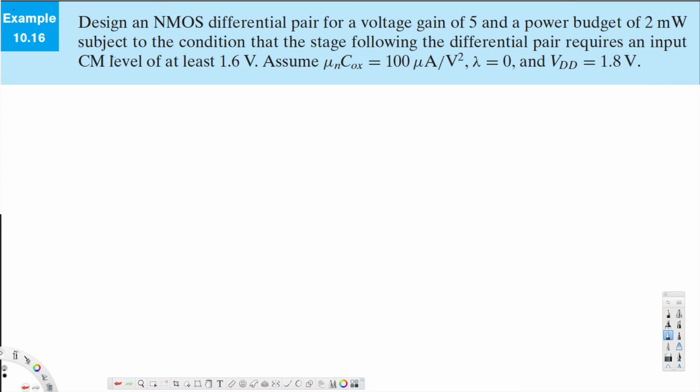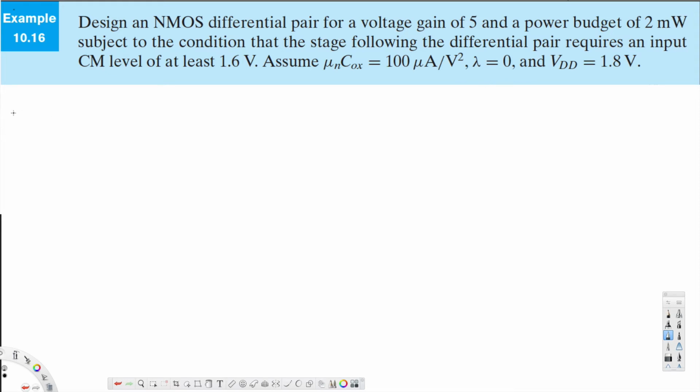The question is asking: design an NMOS differential pair for a voltage gain of 5 and a power budget of 2 milliwatts, subject to the condition that the stage following the differential pair requires an input CM level of at least 1.6 volts. Assume μnCox is equal to 100 microampere per volt squared, lambda is equal to 0, and VDD is equal to 1.8 volts.